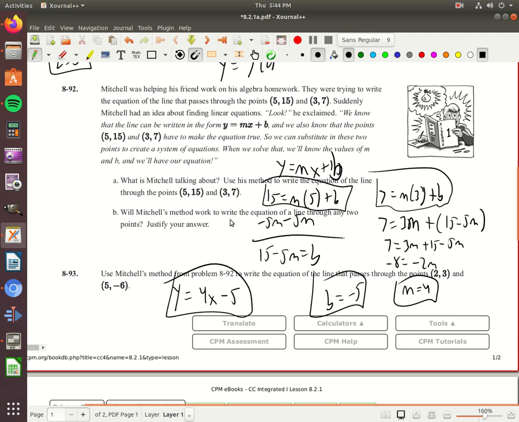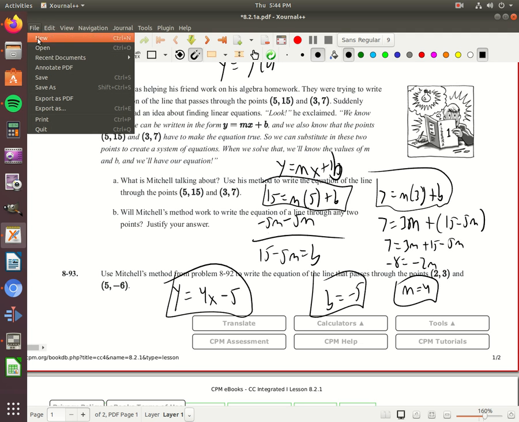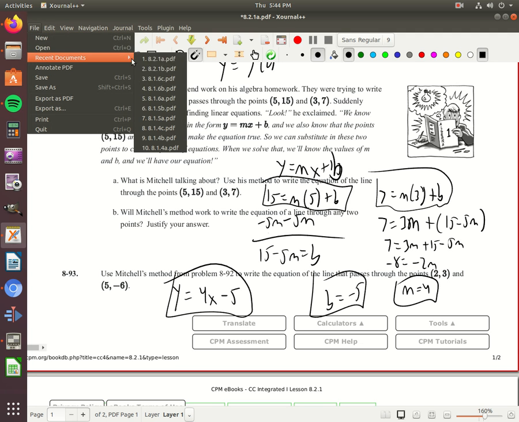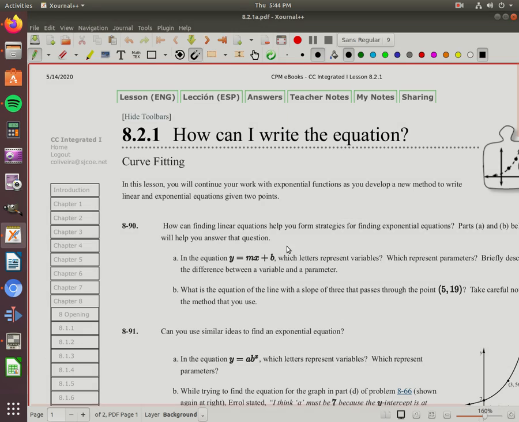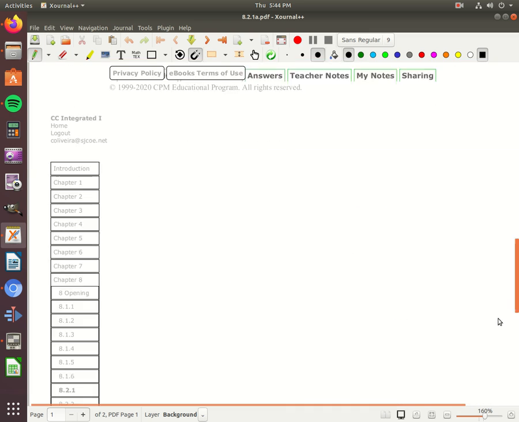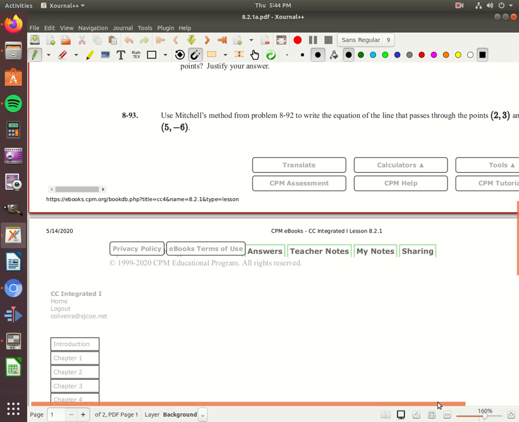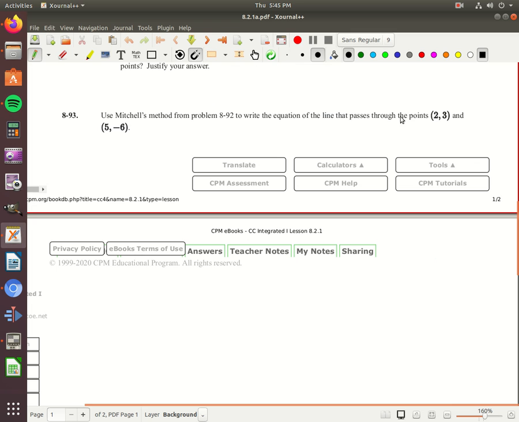But will Mitchell's method work to write the equation of a line through any 2 points? Well, probably. Actually, I think it would be faster just to do this. Get a fresh sheet here and go down to the bottom, and we'll do it here. So what do I get when I use points 2, 3, and 5, negative 6?